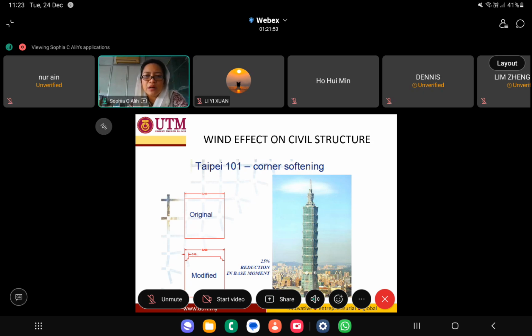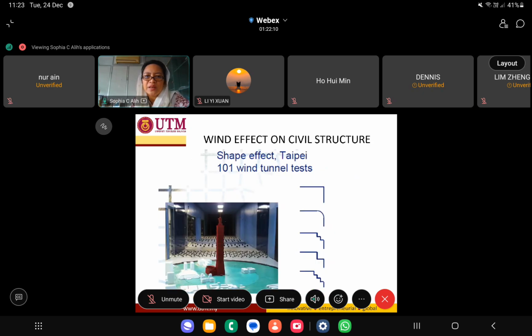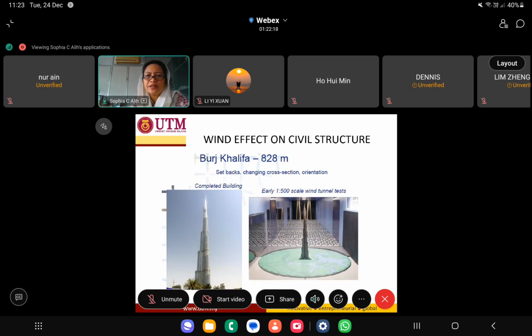So for example, the Taipei 101, what they did is that from the original design, they modified it with some modification on the corner, and eventually it reduced 25% of base moment using the new design. And these are all conducted using the wind tunnel test. Or the Burj Khalifa, setback, changing cross-section and orientation. So you can see here some of the buildings where the surrounding structure matters to the wind effect. They model it, and some they model as an open area.